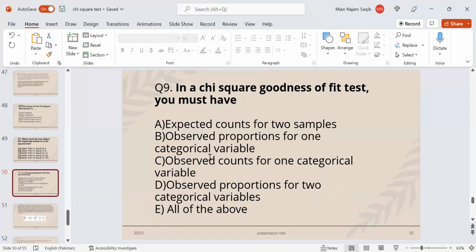9. In a chi-square goodness of fit test, you must have A, expected counts for 2 samples, B, observed proportions for 1 categorical variable, C, observed counts for 1 categorical variable, D, observed proportions for 2 categorical variables, or E, all of the above. Yes, the answer is C.